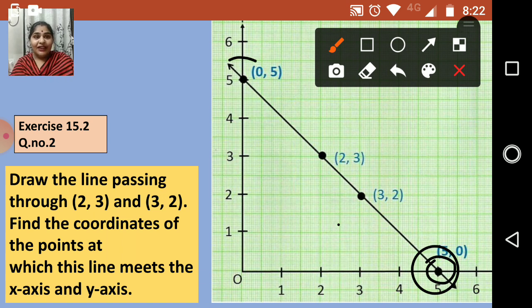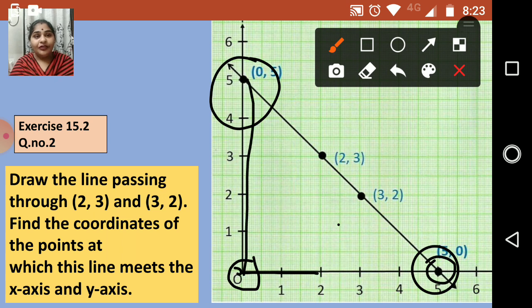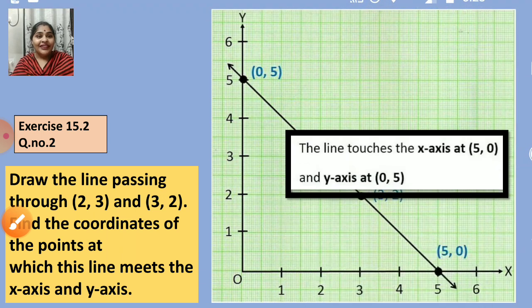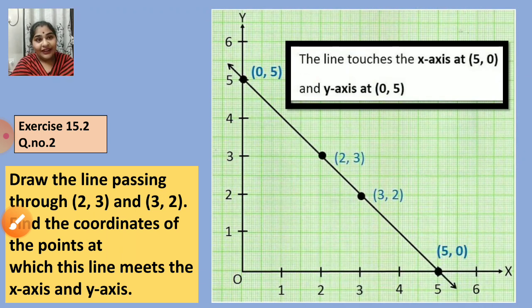And you can see similarly on y axis they meet at 0, 5. Why 0? Because you can see here is the origin, that is 0. We are not going ahead on the x axis, so it will be 0, and upward it is going till 5, so it will be 5. So 0, 5. So hence you can see the answer you will write, the line touches the x axis at 5, 0 and y axis at 0, 5. Children, you have to draw this in your graph paper and then write the answer at the bottom.